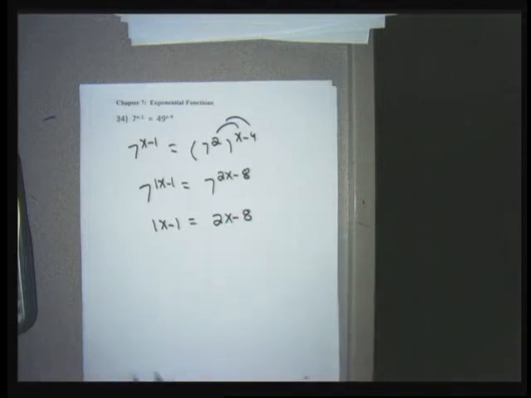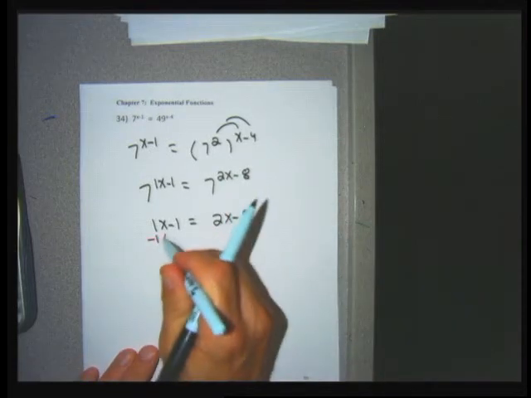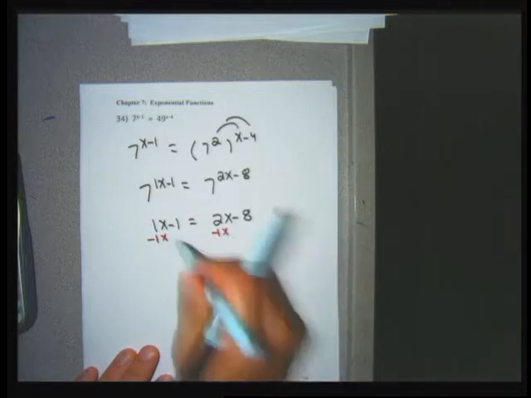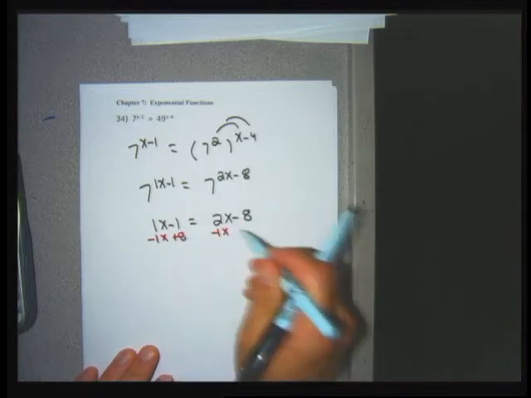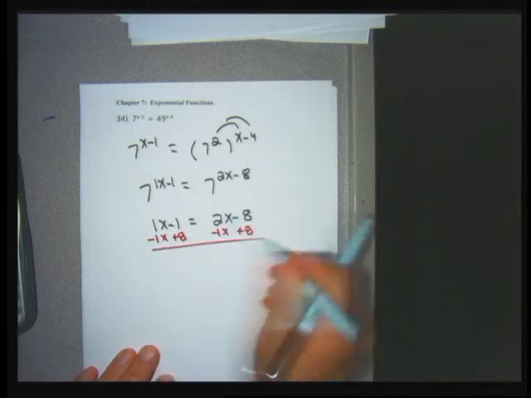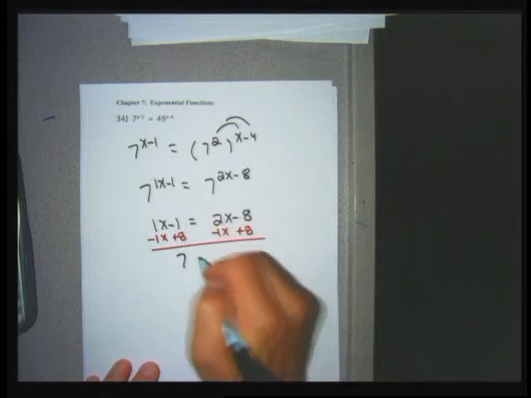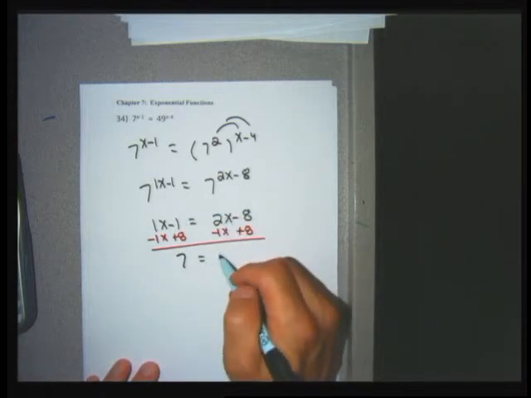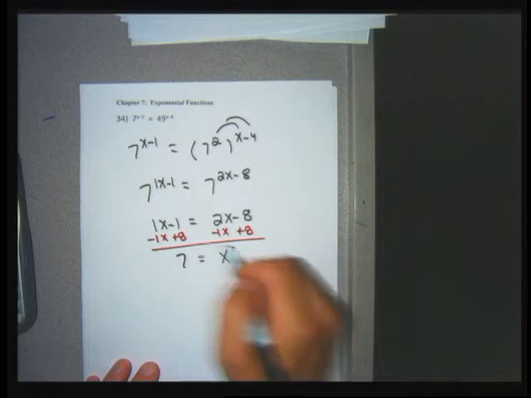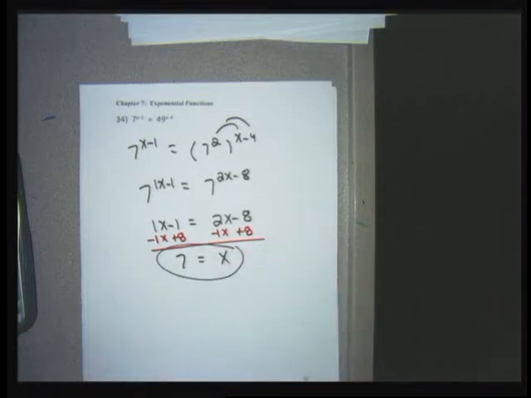And now I'm going to minus 1x from both sides to avoid having negative x's, and add 8 to both sides to get the letters and the numbers on opposite sides. On the left side, when I subtract 1x, the x cancel. Negative 1 plus 8 is positive 7. On the right side, 2x minus 1x is 1x, and the 8's cancel. My answer is 7.